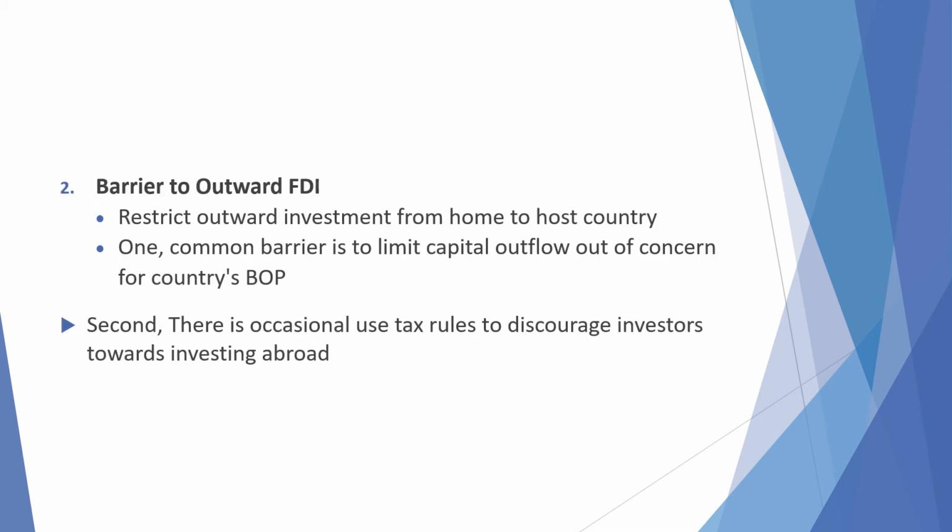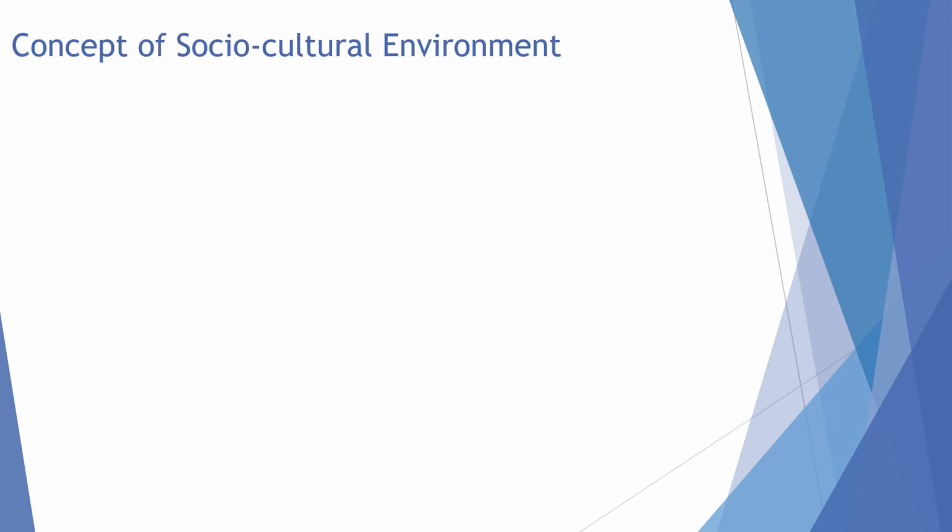Now, barriers to outward FDI restrict outward investment from the home country to the host country. One common barrier is to limit the capital outflow of the country for the country's balance of payments. Second, there are occasional tax rules to discourage investors from investing abroad.